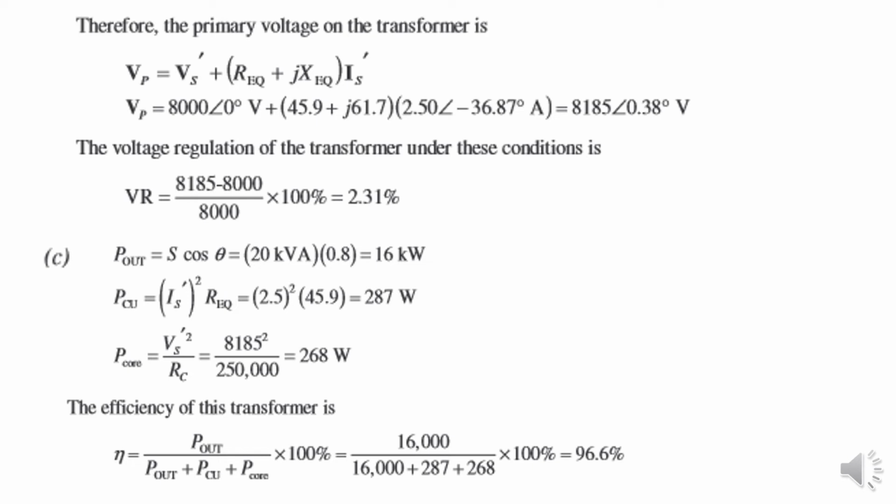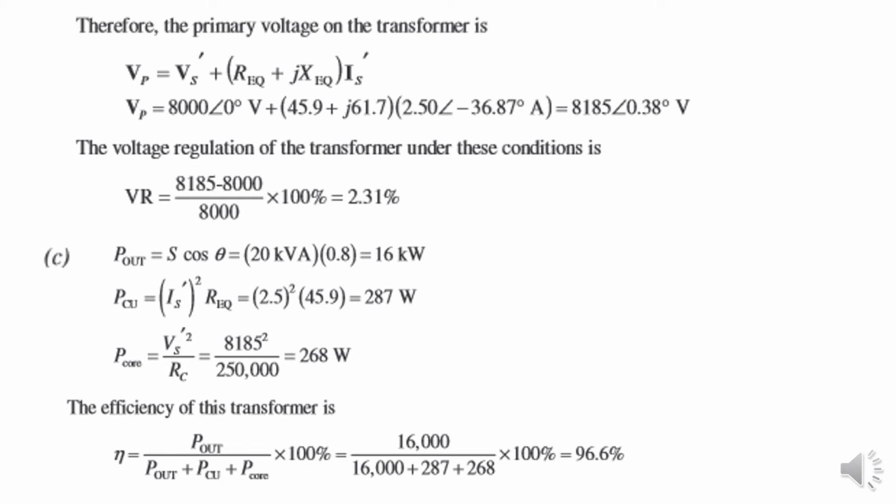So Vs dash is A into Vs. A is equal to 16.67 and Vs is 480 angle 0, so it will be 8000 angle 0 volts. Req plus JXEQ we can find, as you have learned previously, as 45.9 plus J61.7. Then multiplied by 2.5 angle minus 36.87, it will result in Vp as 8185 angle 0.38. What you have to understand here is when we are considering this Kirchhoff's voltage law equation.